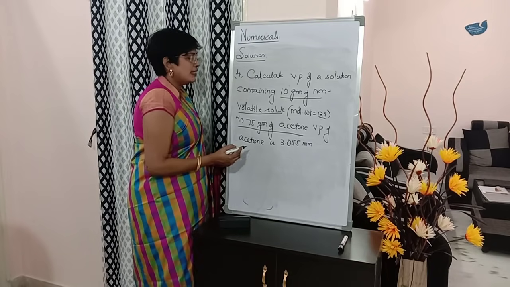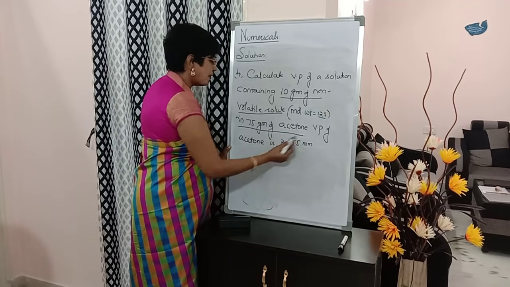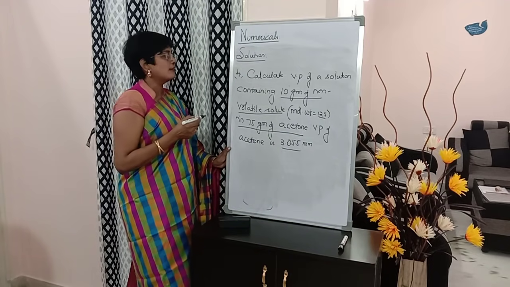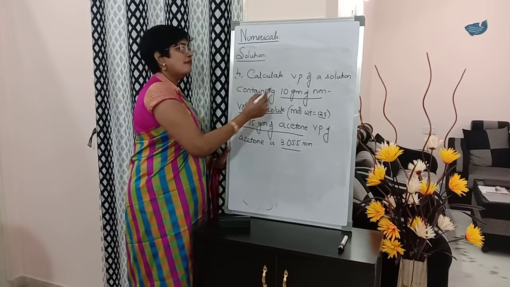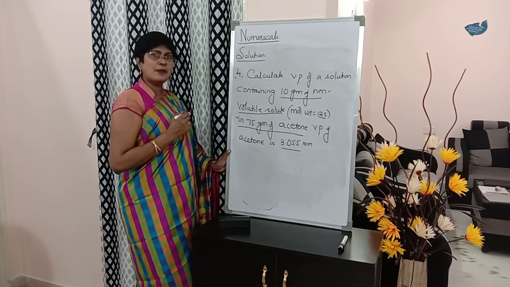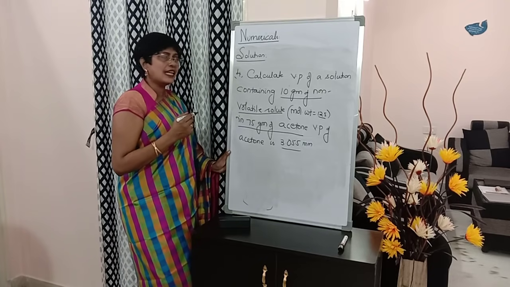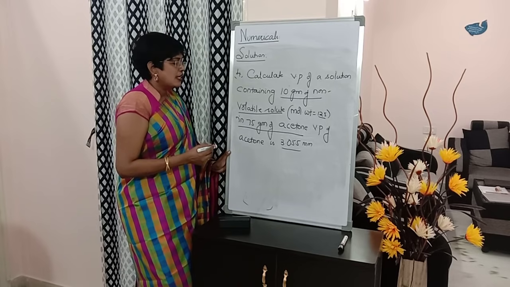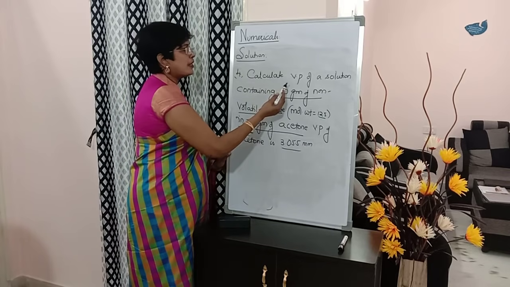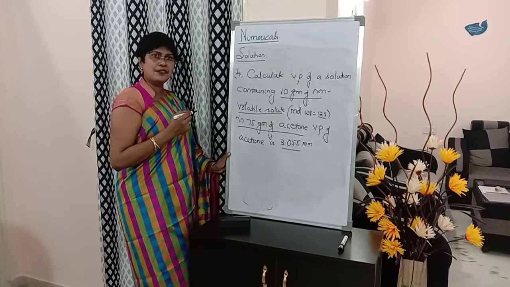Okay, that means acetone is the solvent and the vapor pressure of the solvent is given, that is 3.055. What is to be calculated? The vapor pressure of this solution. Okay, understood the problem, students? Non-volatile solute is dissolved in 75 grams of acetone. Vapor pressure of acetone is given as 3.055. Vapor pressure of this solution is to be calculated. Okay, ready for the solution?